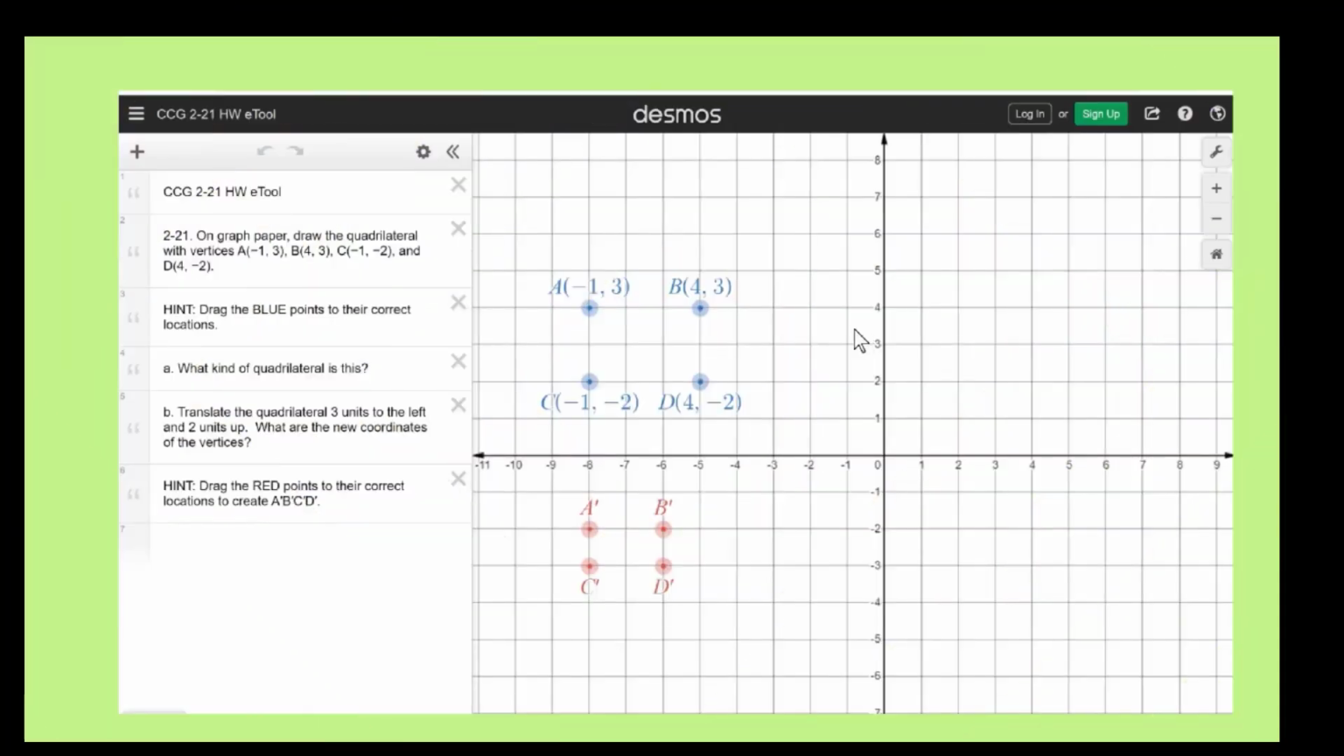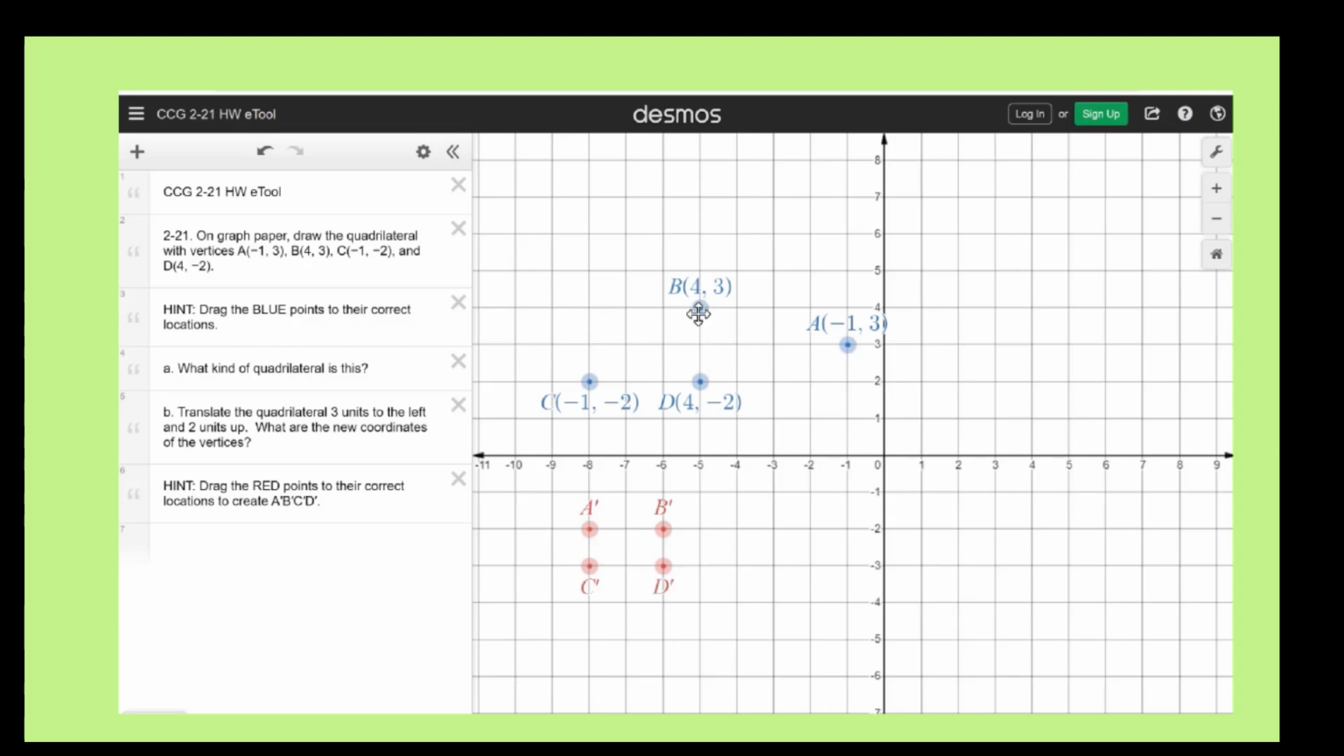Moving on. Okay, so this is 2-21, and they have given us an e-tool for this, so I'm just going to do this little video that answers the question. It wants us to plot these points and then do a translation of those points. But first it wants us to figure out what kind of quadrilateral it is. So first I'm going to go ahead and plot the points.